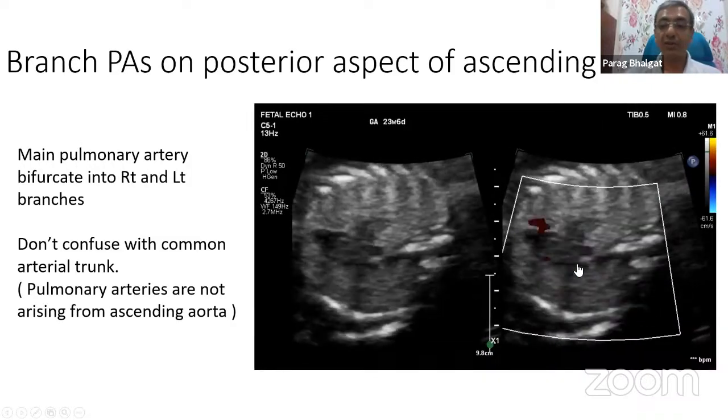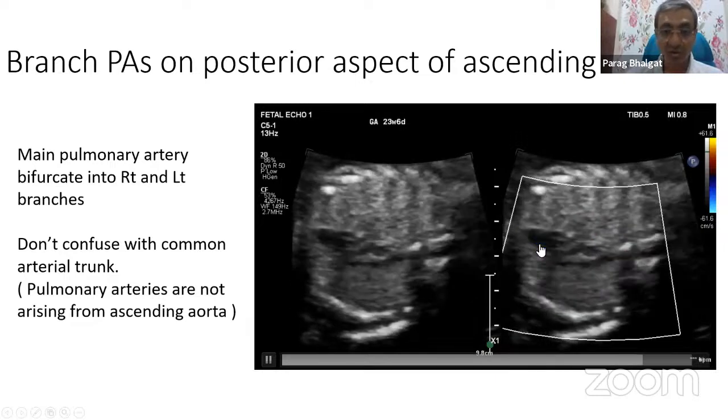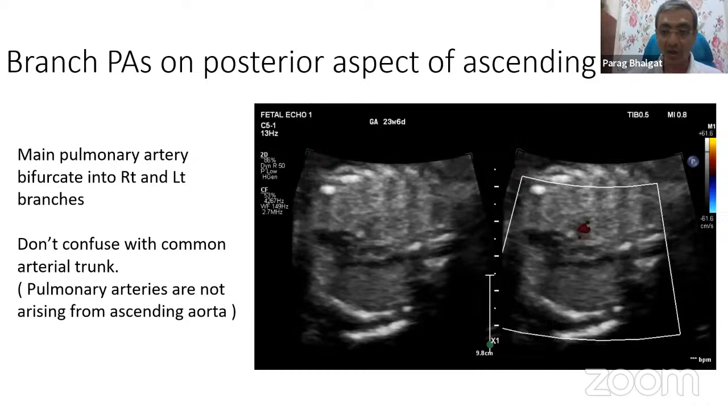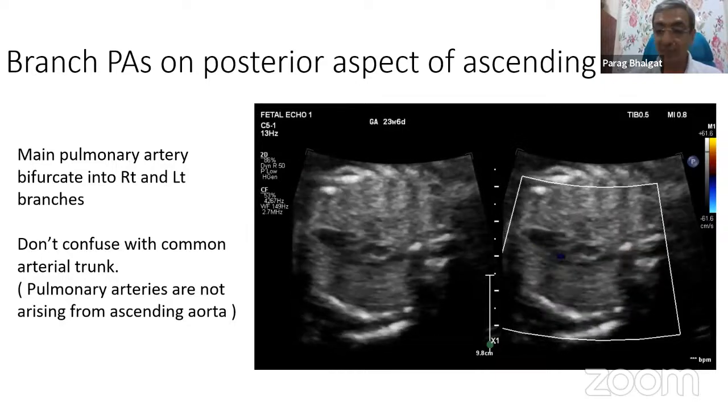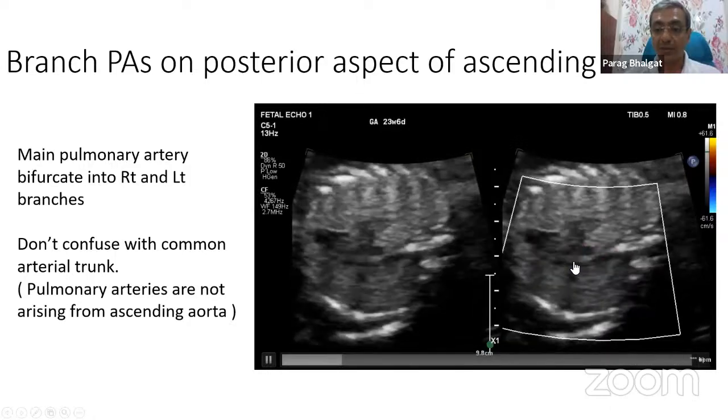Now this is a tricky image. Somebody can say this is the RPA and LPA, the red and blue flow, arising directly from the aorta, but that is not the case. We'll see that they have an independent origin. There is a small MPA that is seen. They are arising posteriorly, not from the posterior aspect of the aorta, but from a different vessel. This is the ascending aorta, this is the descending aorta, and these are the branch PAs, blue and red flow.